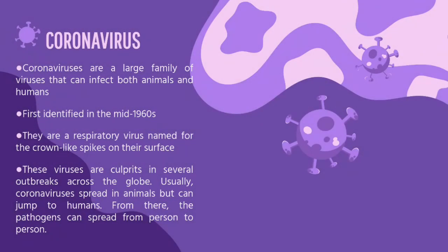Coronaviruses are a large family of viruses that can infect both animals and humans. They were first identified in the mid-1960s. They are respiratory viruses named for the crown-like spikes on their surface. These viruses are culprits in several outbreaks across the globe. Usually, coronaviruses spread in animals but can jump to humans. From there, the pathogens can spread from person to person.